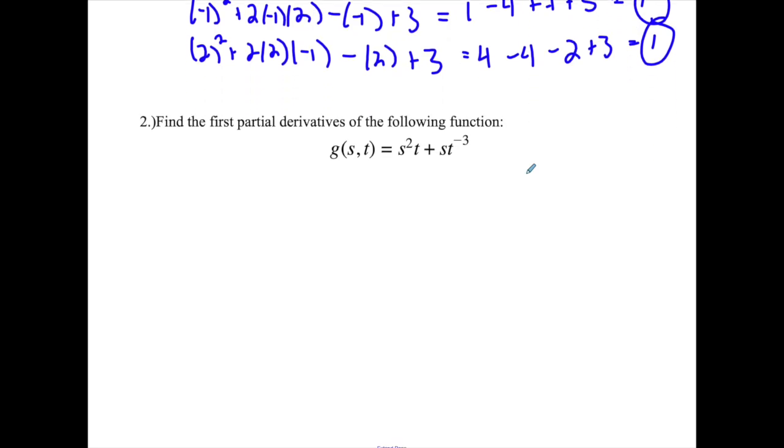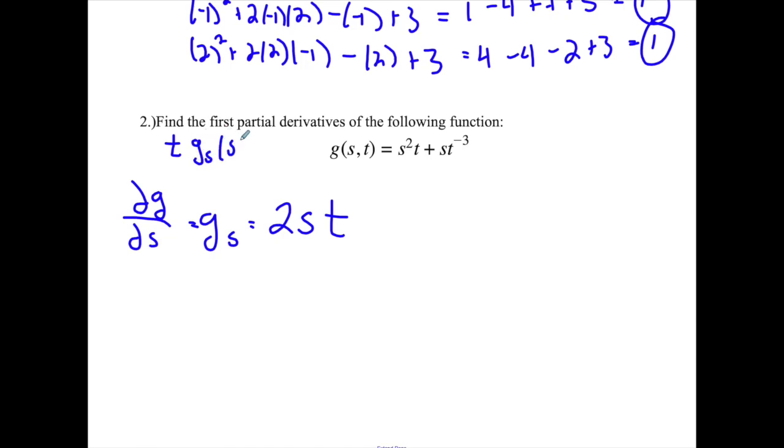Okay? Partial derivatives. This was not a bad one, but there was a little bit of confusion, so it's worth talking about. So first, I'm going to do the partial of g with respect to s, in other words, g sub s. So here, you pretend like s is the variable and t is treated as a constant. So if I look at this, that would give me 2s, because I'm differentiating the s squared with respect to s. And the t would just factor out like a constant.